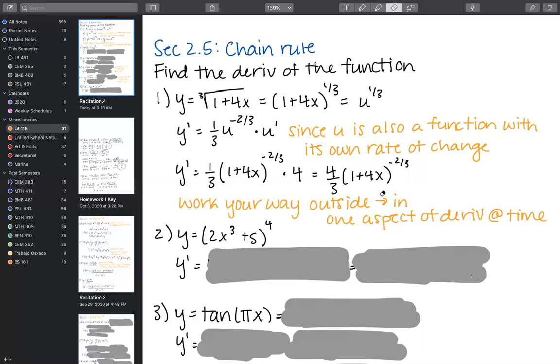Does anyone have anything that they don't understand about the way that I did this? So whenever you do u prime, you would only use the stuff inside the parentheses? So yes, it's not always going to be just what's inside the parentheses, depending on the problem, but it's because this is a function, and then that function is also to the 1/3.